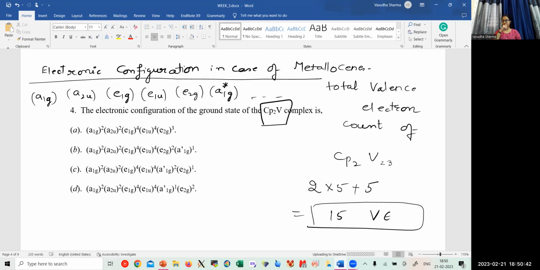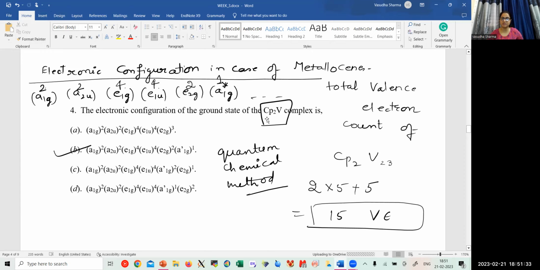So firstly, a1g can accommodate 2 electrons. a2u also can accommodate 2 electrons because this is a single orbital. This can accommodate 4, this also can accommodate 4, and this can accommodate 4. Now the question comes: 4 plus 4 plus 4, that is 12, and now we need to fill 3 electrons. So the combination for vanadium is e2g2 and a1g star 1. This is the combination which has been calculated from quantum chemical methods, where all three should not be placed in e2g, but one is in the antibonding orbital, and that leads to its different properties, both magnetic and electric. So that's why the configuration for Cp2V is the B option.